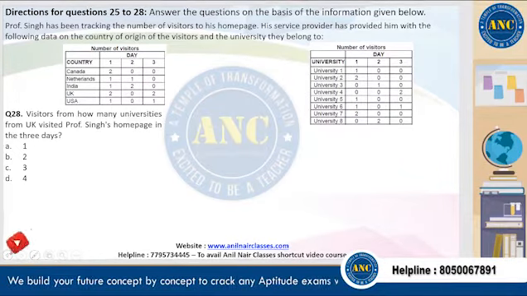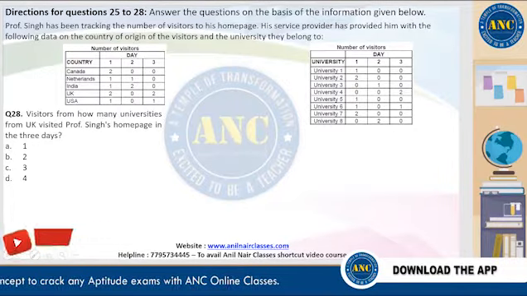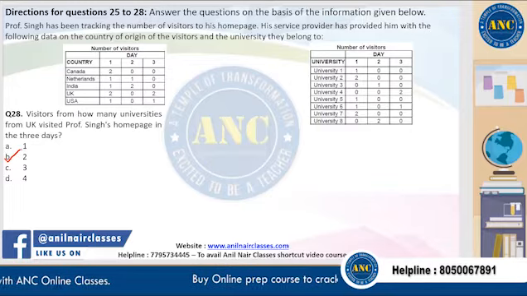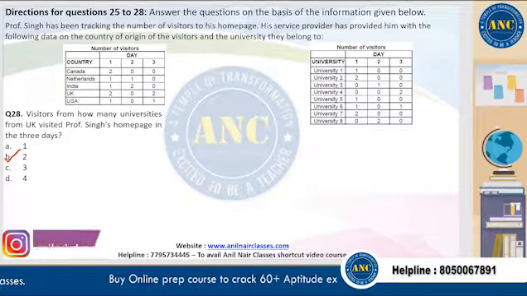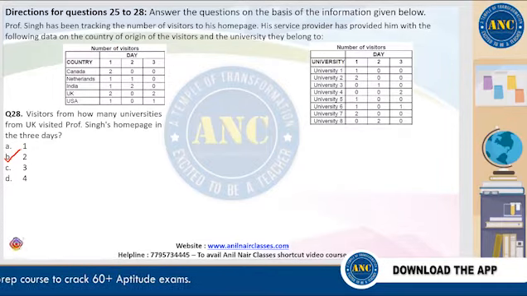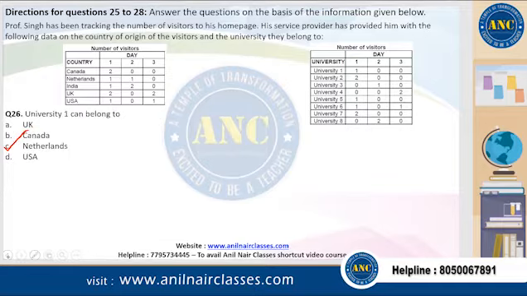Visitors from how many universities from UK visited Professor Singh's homepage in the 3 days? So that is 2. Visitors from 2 universities visited. A number of visitors they have not asked. They've asked number of universities, right? If you're talking number of visitors, that's a different take. That could have also been a question, but pretty simple.